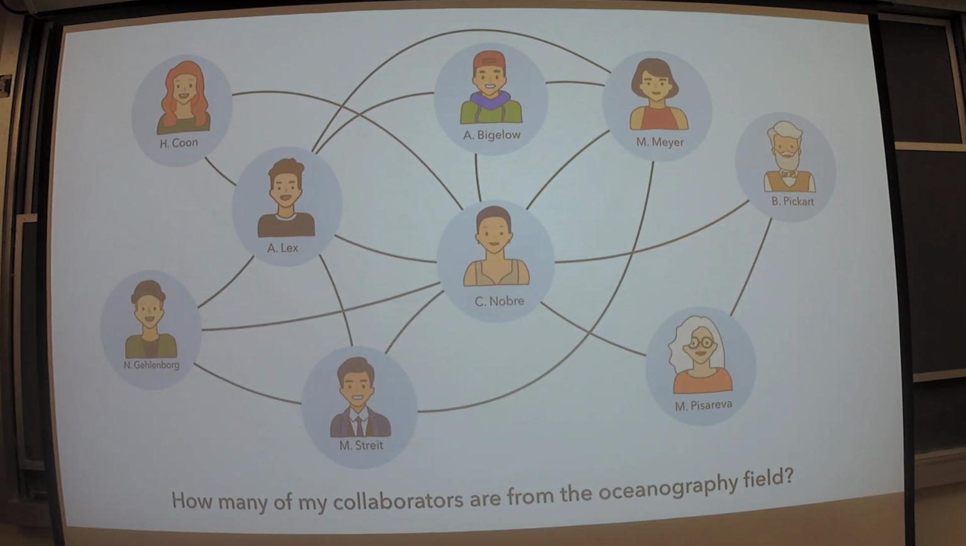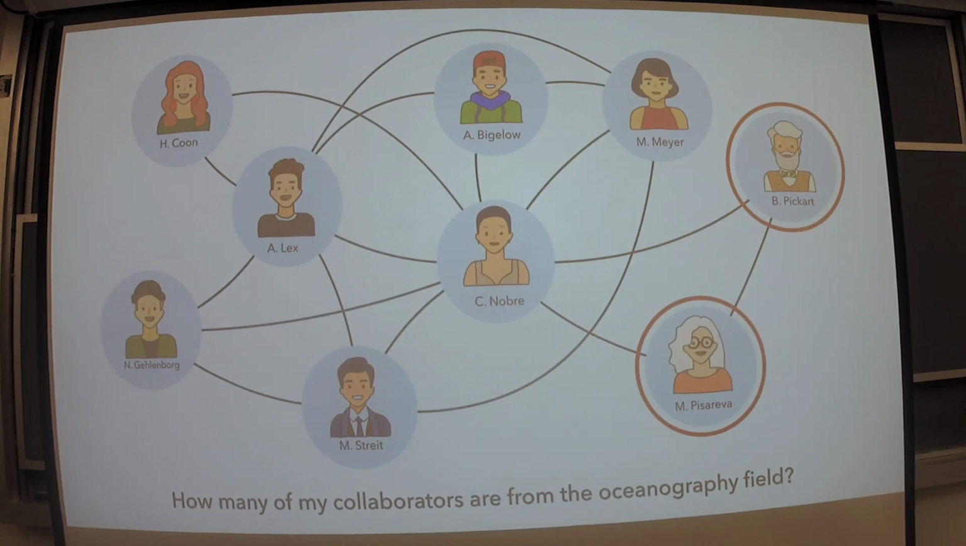Now, in order to answer this, I both need to know who's connected to me, so who I've published with, but I also need to know the attribute of what field they're in. If you had that information, you would know that only 2 of my collaborators from my past academic life are people I've actually published with. Now this is for nodes, attributes on nodes.